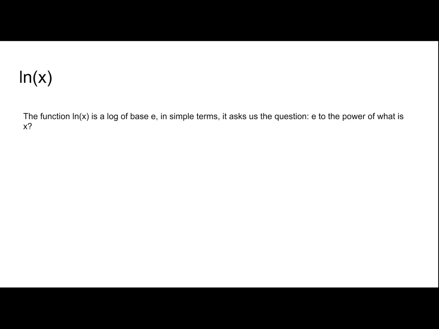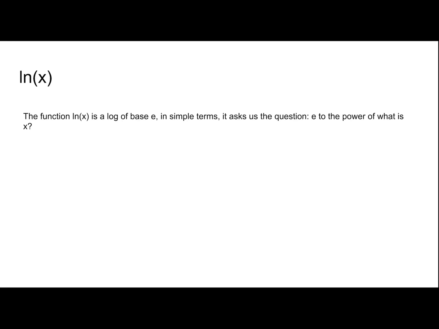Alright, what about ln of x? The function ln of x is a log base e. In simple terms, it asks us the question: e to the power of what is x? In level 2 differentiation, we might have come across log base 10 very commonly. Instead of log base 10, ln is basically saying log base e. You might see an ln and think it looks scary, but ln is simply log base e. It's not anything more than that. It's just some fancy term they decided to use, but in reality, it's just log base e, okay? And it asks us the question: e to the power of what is x?